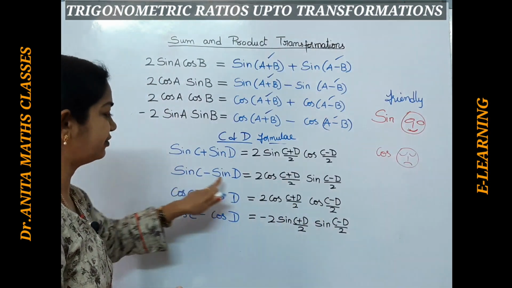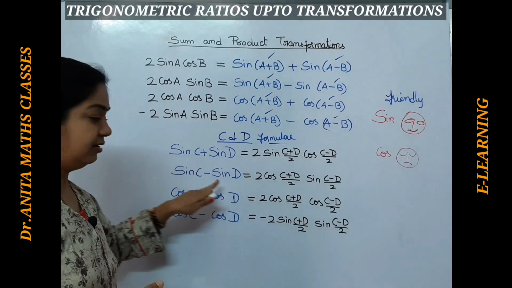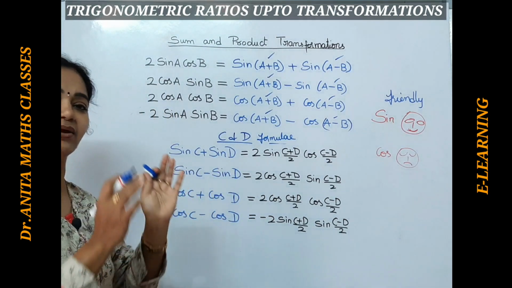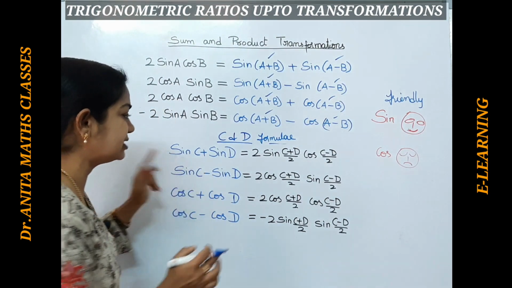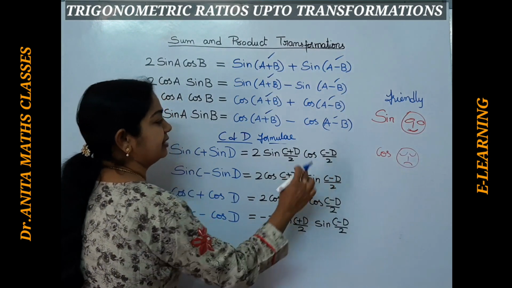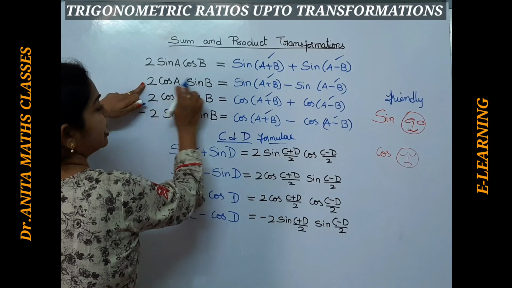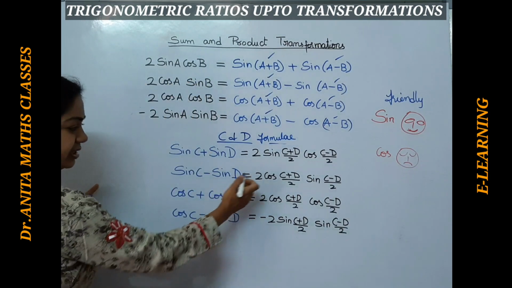Whereas for the minus, since it is a friendly function, it will take cos and sine, isn't it? But for the minus, we are taking first cos, then sine. Here also we did the same way. For minus, first cos, then sine, isn't it? So that is the second thing.